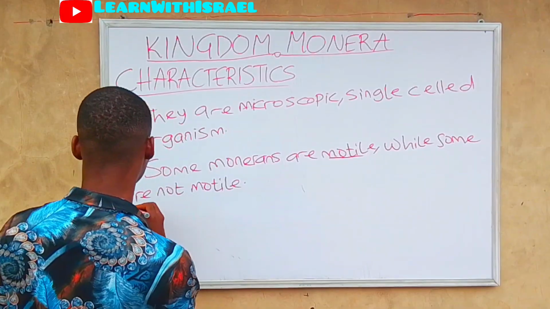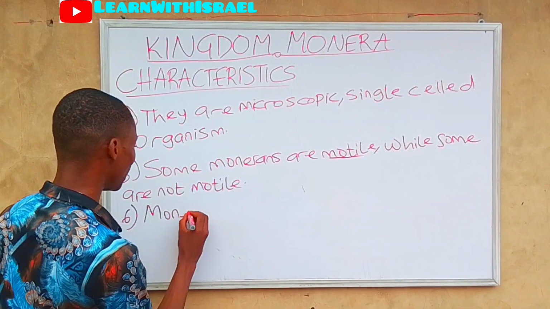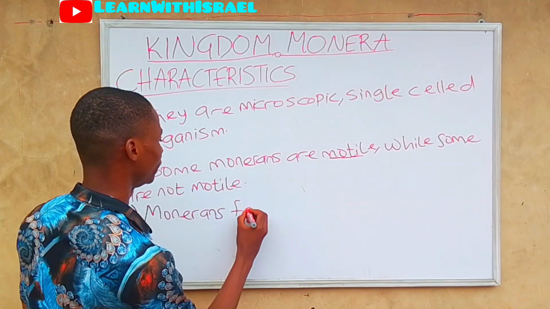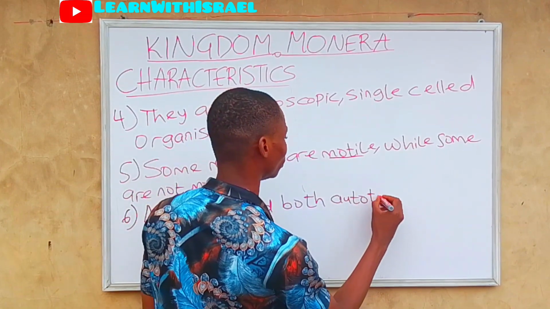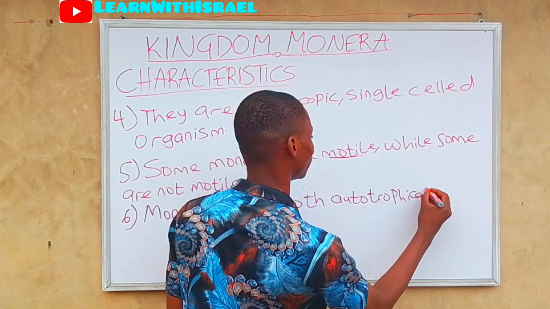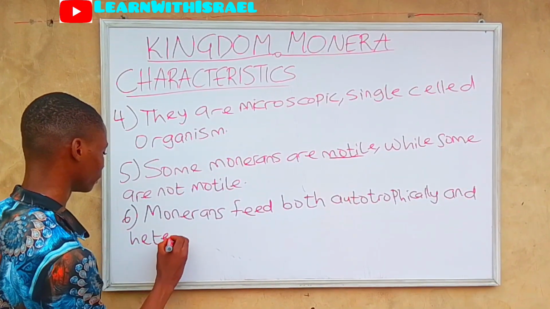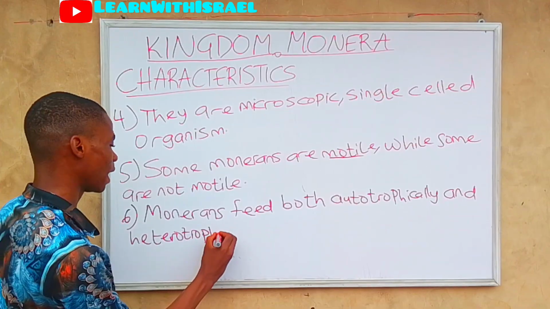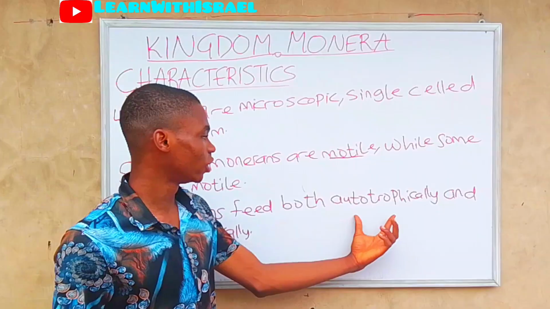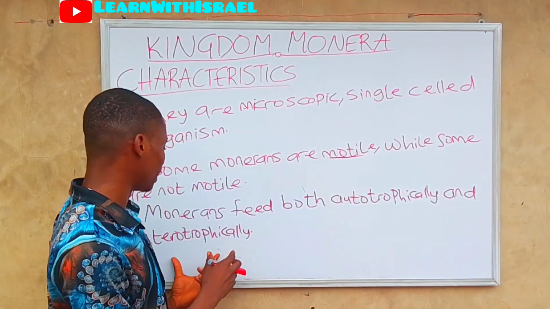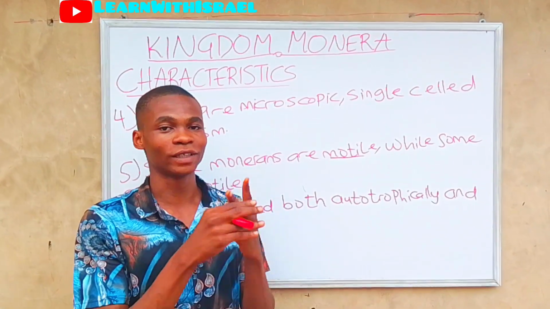So now let's move to the next one, which is Monerans feed both autotrophically and heterotrophically. This means that some Monerans feed autotrophically, while some feed heterotrophically. And some bacteria can be heterotrophic and autotrophic at the same time.